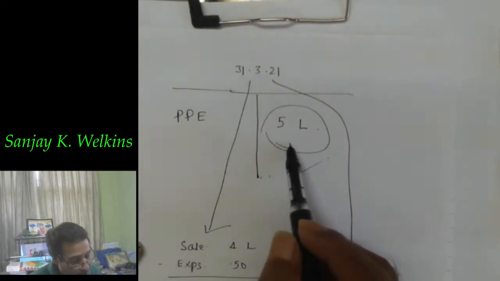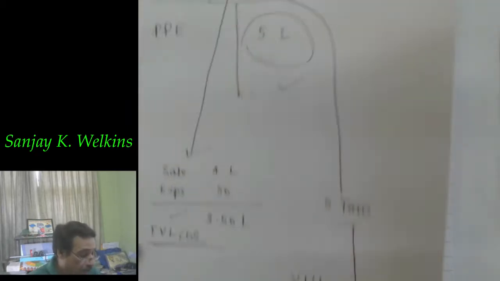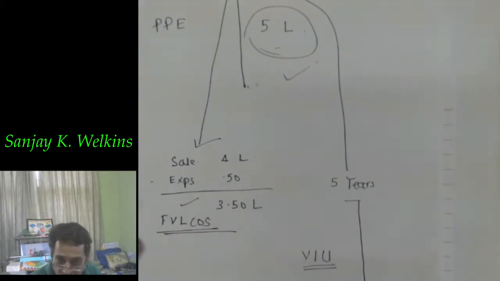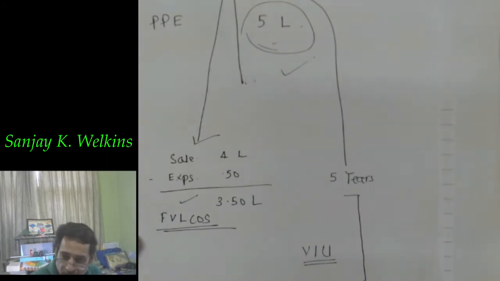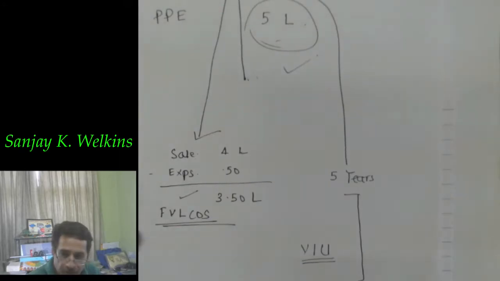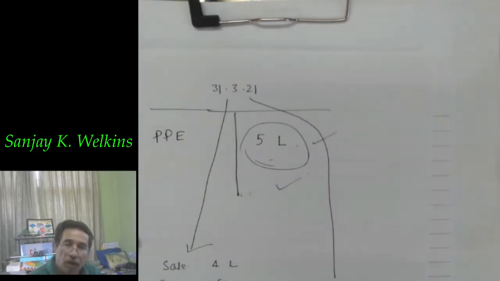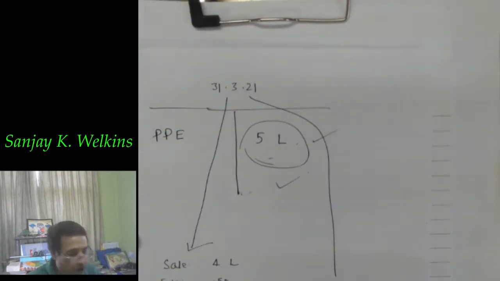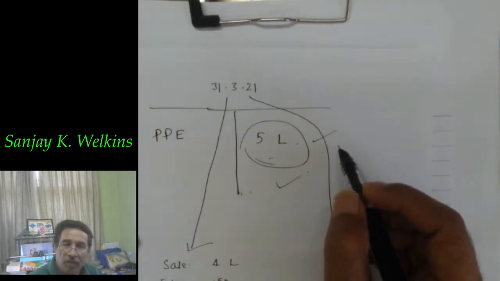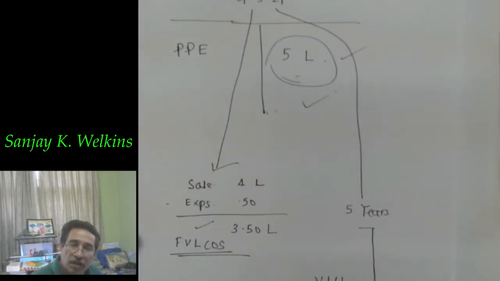Suppose this particular item is reflected in the balance sheet at 5 lakh, but if we are going to sell it today, it is not going to deliver us more than 3.5 lakh, while its remaining value in use is just about 4 lakh 50. So it is definitely not in the true and fair spirit that we should reflect it at 5 lakh. That is exactly the crux and the theme behind this particular standard.